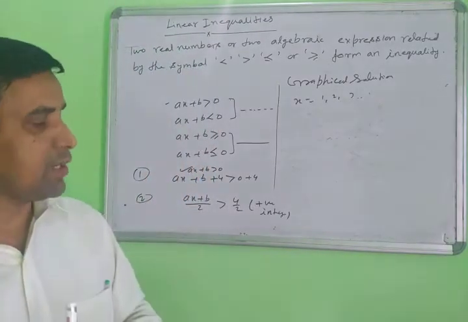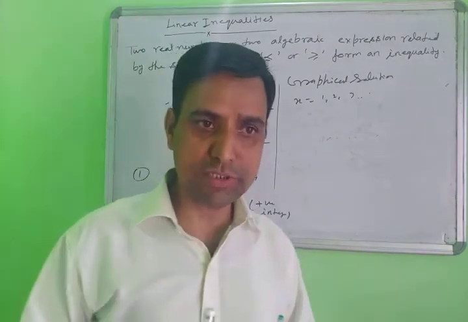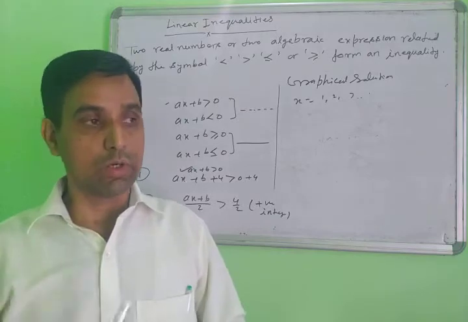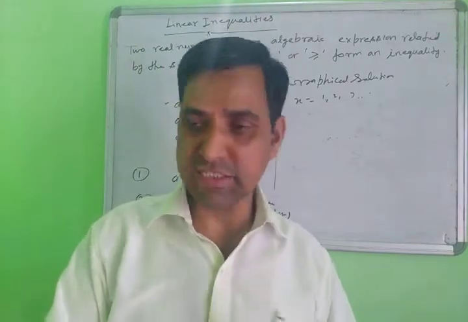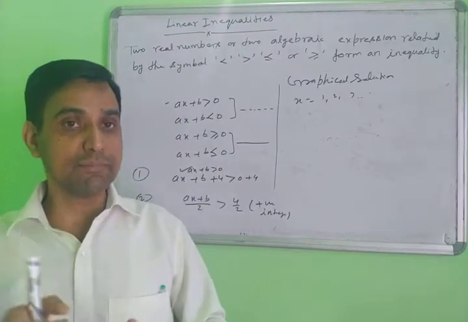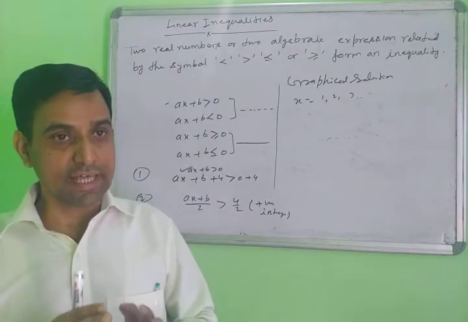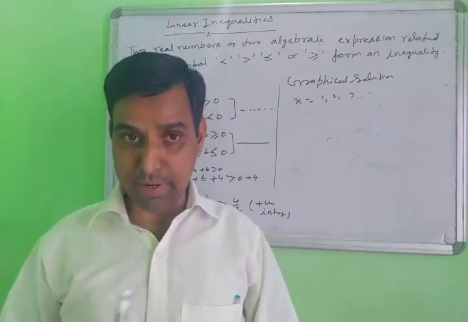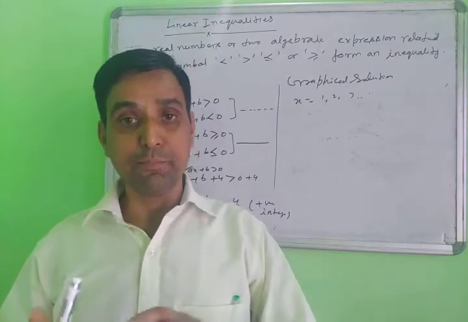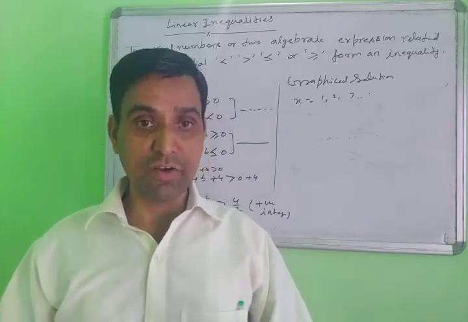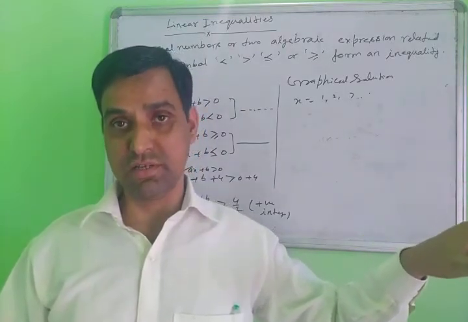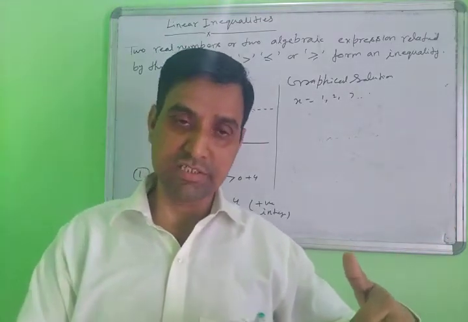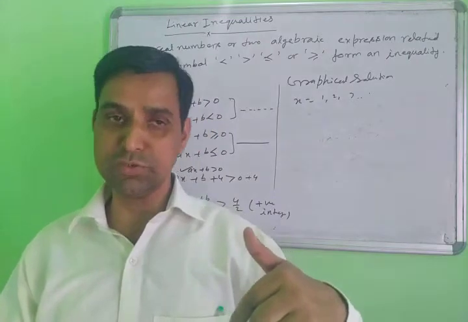First rule: when you add or subtract on both sides of an inequality, the value of the inequality is not changed and the sign is also not changed. Rule number two: when you multiply or divide by any positive integers, the value of the inequality is not changed and the sign is also not changed. But when you multiply or divide by negative integers, the sign is reversed. Greater than changes to less than, and greater than or equal to changes to less than or equal to.